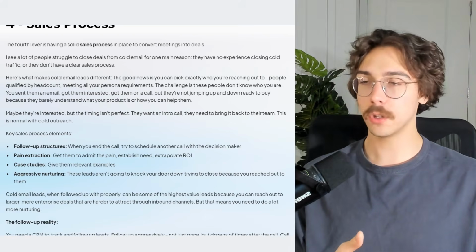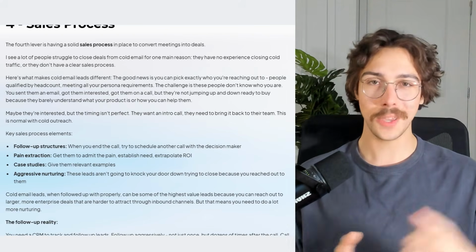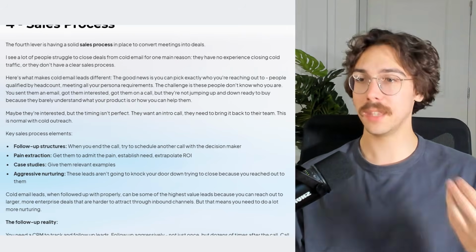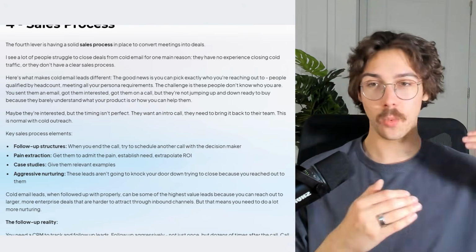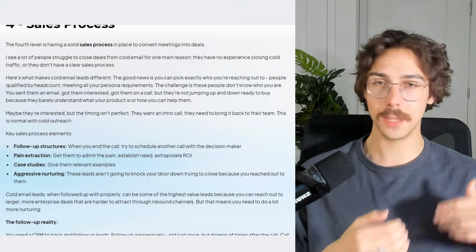Also, you're going to want to have a good discovery process where you extract pain. You make sure that they say themselves that they have a problem and they need your help solving it. Establish that they have a need, extrapolate out ROI, show them why your service will generate results for them and help them make more money.